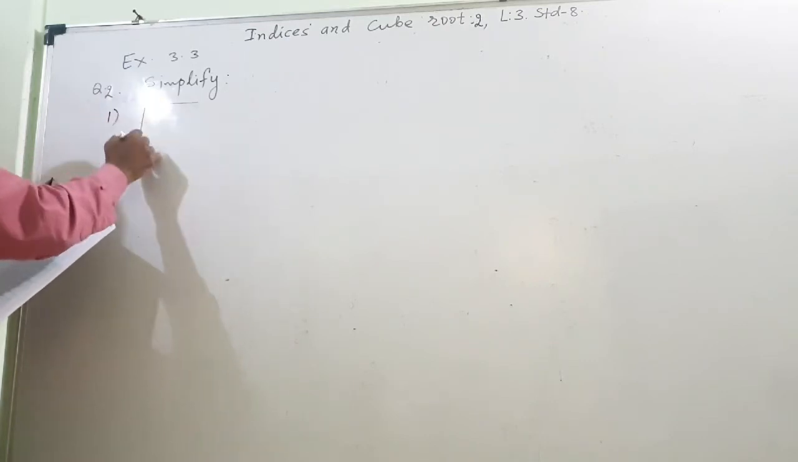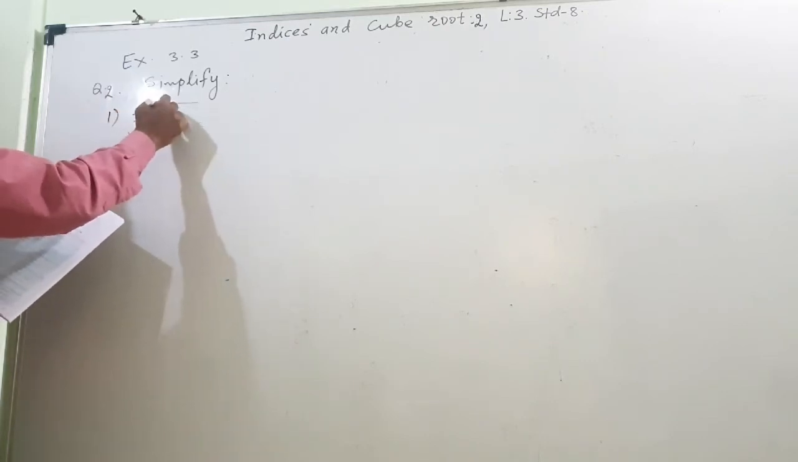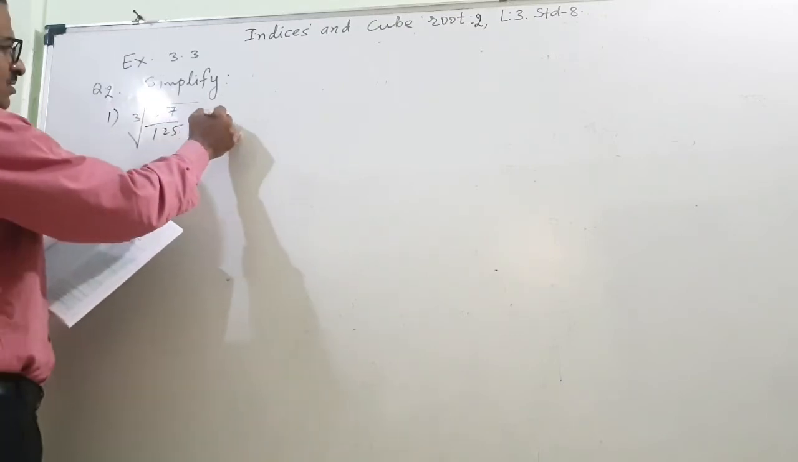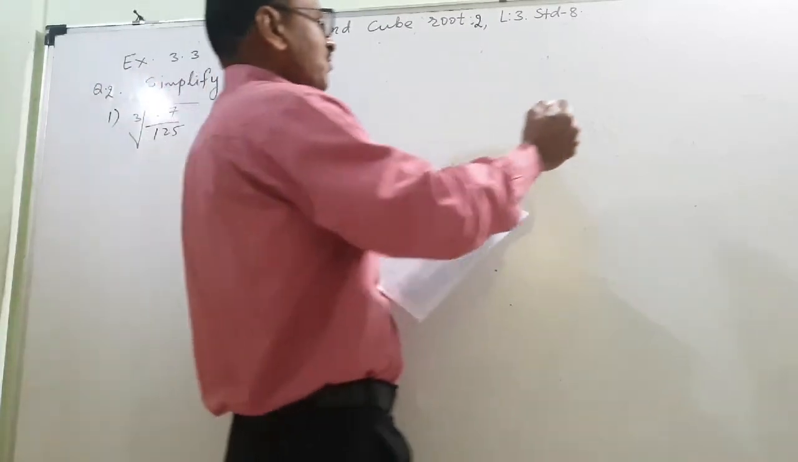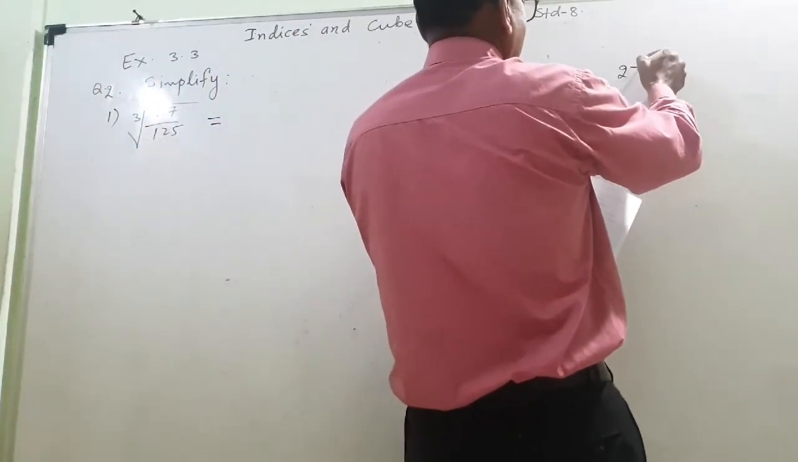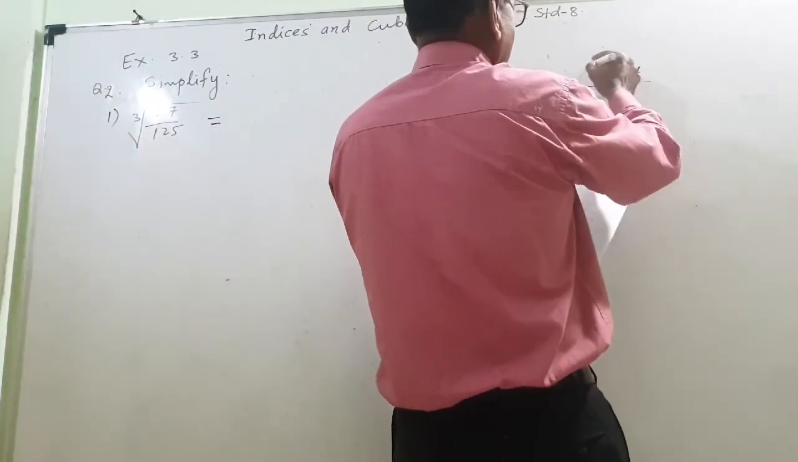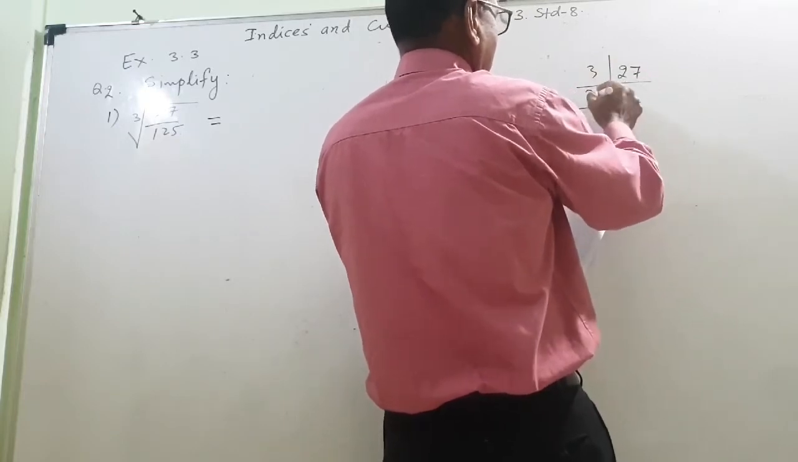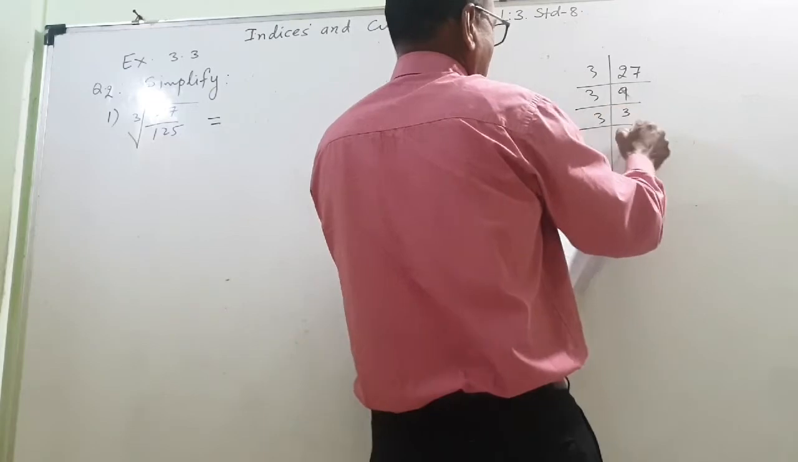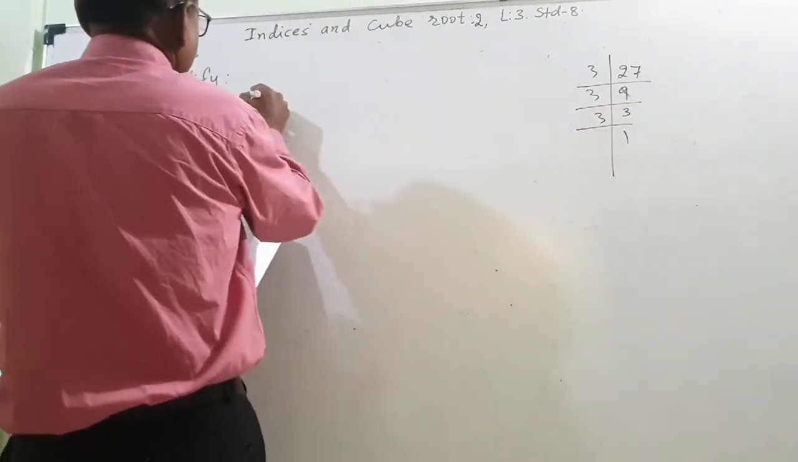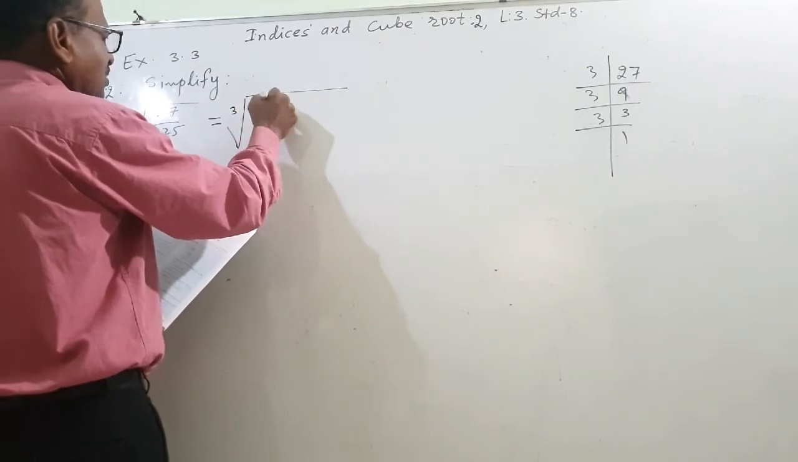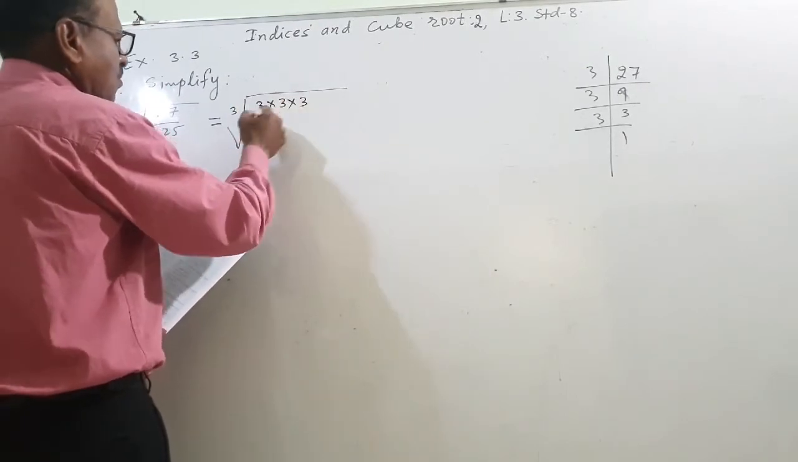Cube root of 27 upon 125. First I will find the factors of 27. 3 9s are 27, 3 3s are 9, 3 1s are 3. So this cube root is 3 into 3 into 3 over.